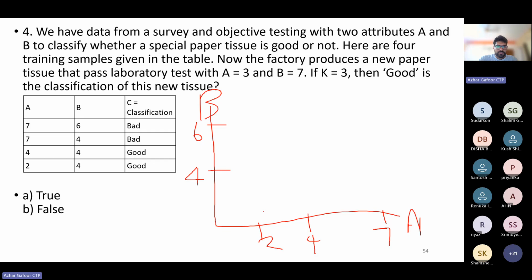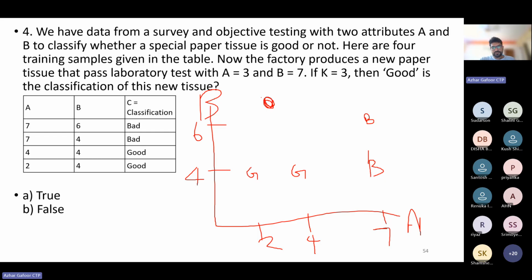So how many bad points do we have? (7, 6) is bad, so this is a bad point. Then (7, 4) is also bad, so this is also a bad point. We have 2 good points, (2, 4), so this is good, and this is good. Then we have A equal to 3, B equal to 7, so we have 1 point here. This is our point which we need to determine.